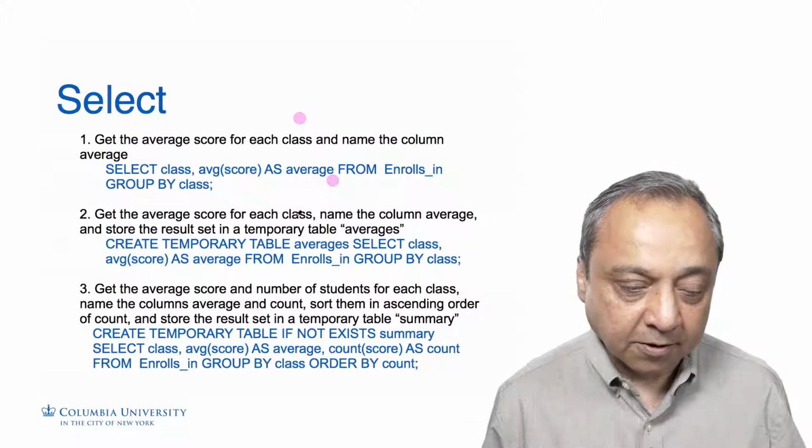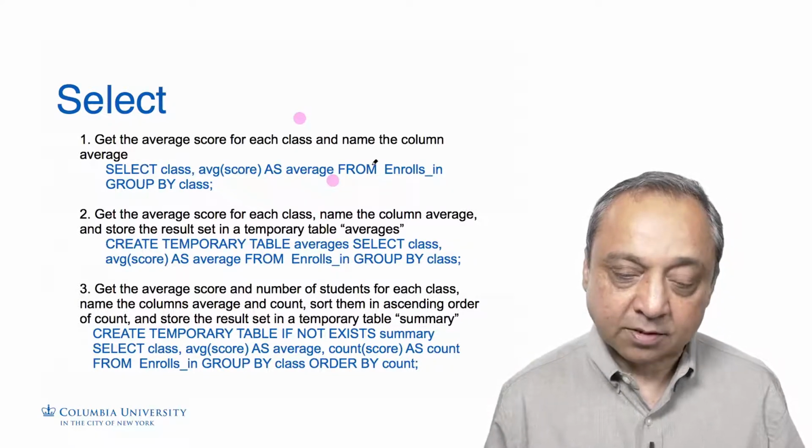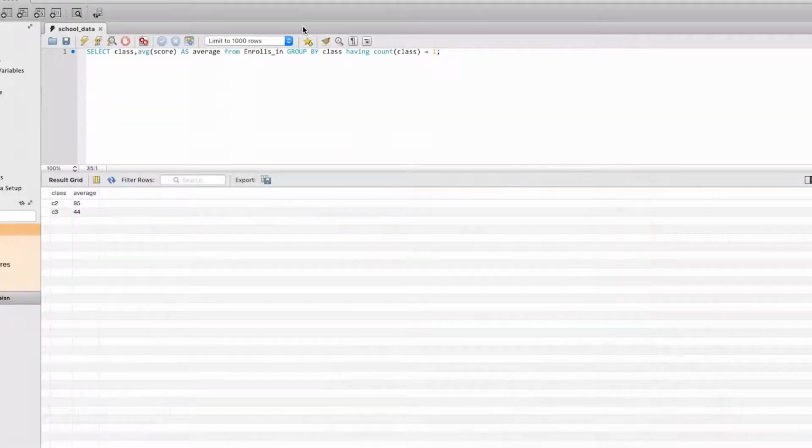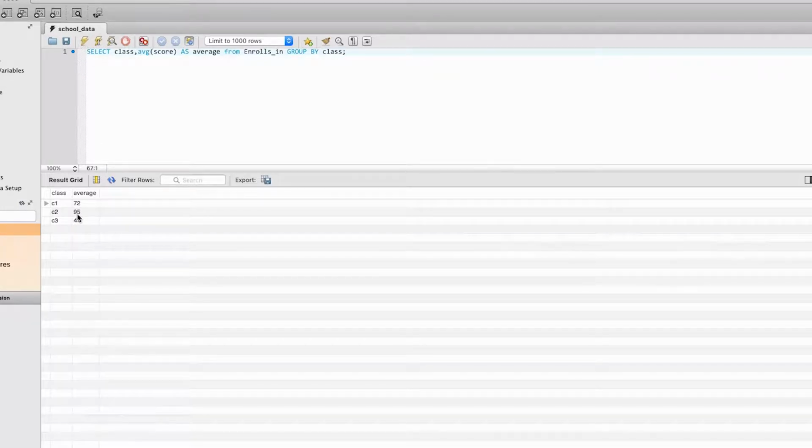Then I could also save the data in a temporary table. For example, if I'm running this query here and I don't have the having clause in the end, I run this, I'm getting this table. I might want to do some more research on this table. For example, I might want to look for classes that are high average classes versus low average classes, or do some other querying on it.